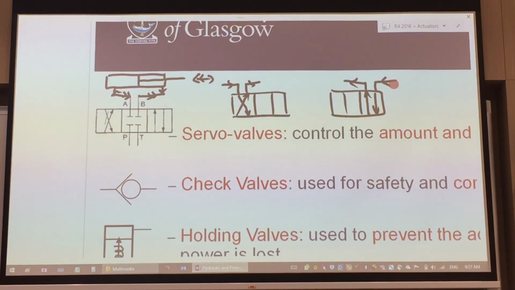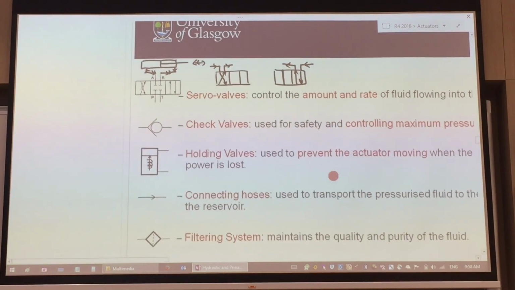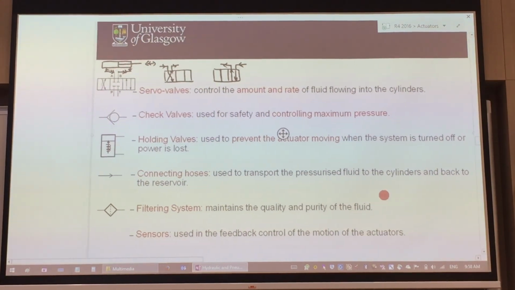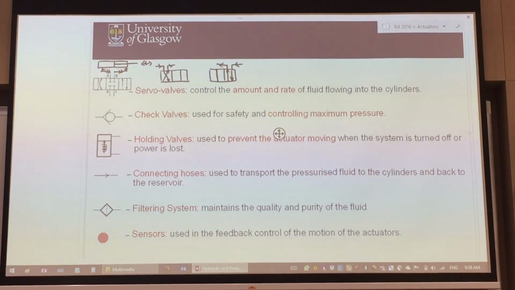So later on, you get to see that. There are other components as well. Check valves control the maximum pressure. Holding valves prevent the actuator from moving when the system is off. Then there are connecting hoses, the filtering system, and whatever sensors are required to sense feedback. You have learned about sensors already. We started with sensors, and now we are at actuators. Whatever sensors, they have different kinds of symbols, so I didn't include those symbols.